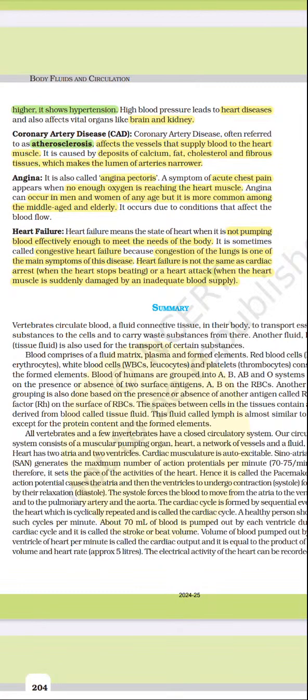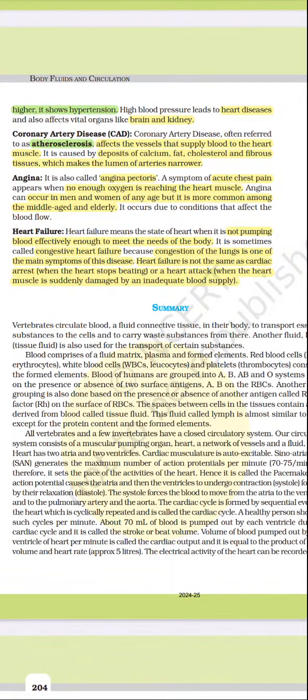Coronary artery disease, often referred to as atherosclerosis, affects the vessels that supply blood to the heart muscles. Deposits of calcium, fat like cholesterol, and fibrous tissue make the lumen of arteries narrow.